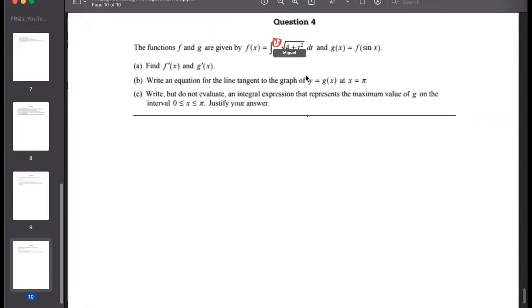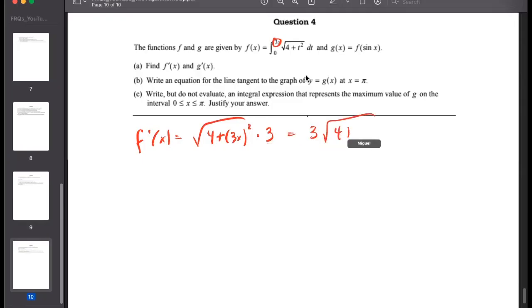Okay, so I have a 3x on top. So I need to make sure that when I take this derivative, yes, I'm just going to plug in the 3x for the t, but I'm also going to make sure that I multiply this by 3 because I'm applying chain rule. So this is 3 root 4 plus 9x squared. That is f prime, and g prime is just equal to f prime of sine of x times the derivative of what's inside, which is cosine of x.